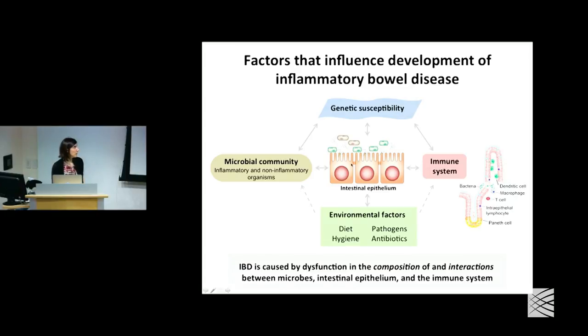So when we think about it, we know that there's a genetic component. And so a lot of work has been done, much of it actually at the Broad Institute, looking at genetic risk variants that contribute to IBD. We also know there are environmental factors that can affect IBD, and really the interplay between the gut microbial community, the intestinal epithelial cells, and the immune system is what's changing in this disease.